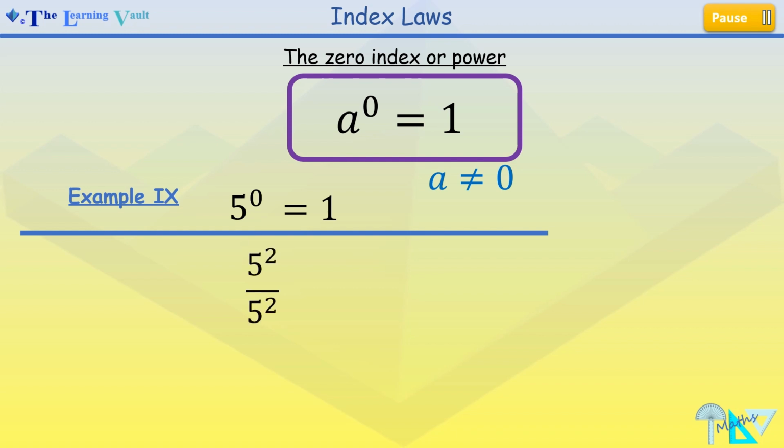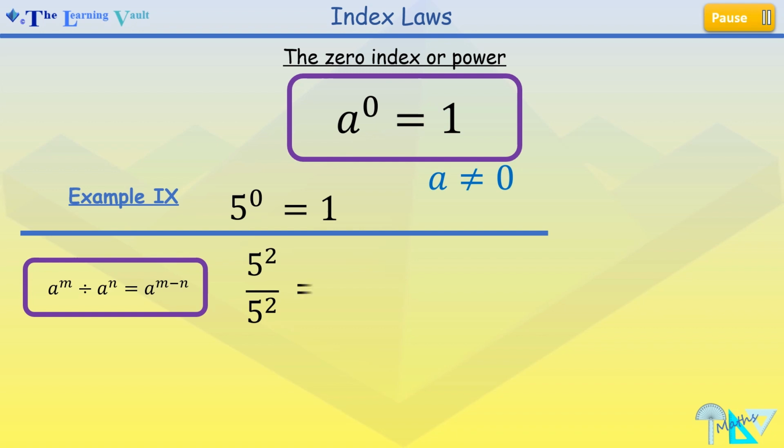Now we've got 5 to the power of 2 over 5 to the power of 2. Based on one of our previous index laws, this will give us 5 to the power of 0. Looking at this closely, 5 to the power of 2 over 5 to the power of 2 is the same thing as saying 25 over 25, which will give us 1. So therefore our 5 to the power of 0 must be equal to 1.